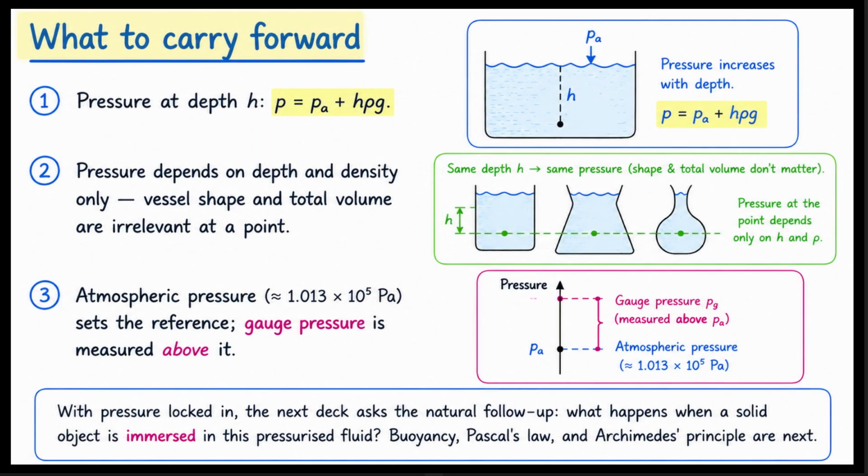Transfer point: three things to carry forward from this deck. First, the pressure at depth h in any liquid open to the atmosphere is P equals P sub A plus h rho g. Second, that pressure depends only on depth and density. The shape of the vessel and the total volume of fluid are irrelevant at a point. Third, atmospheric pressure is about 1.013 times 10 to the 5 pascals, and that is the reference we subtract to get a gauge reading. With pressure locked in, the natural next question is what happens when a solid object sits inside this pressurized fluid. That is the topic of the next deck: buoyancy, Pascal's law, and Archimedes' principle.